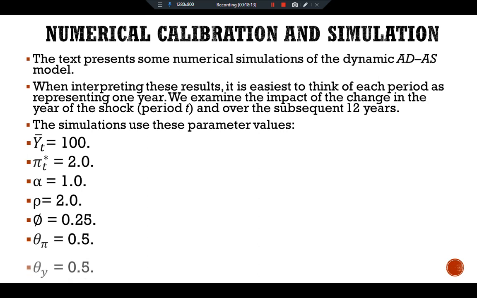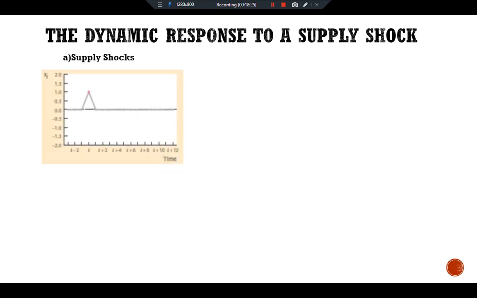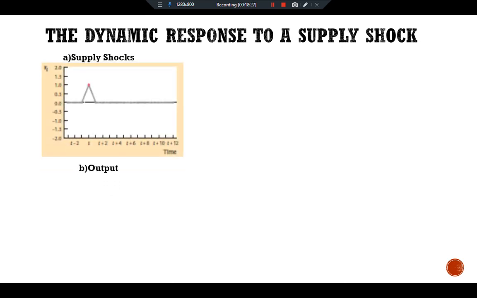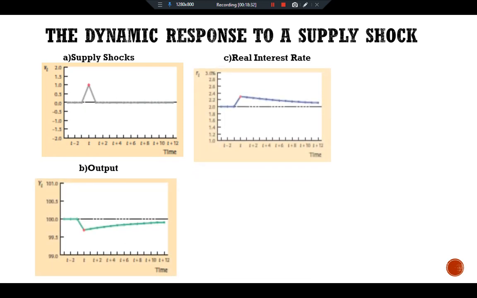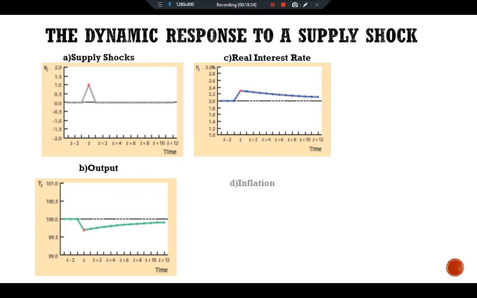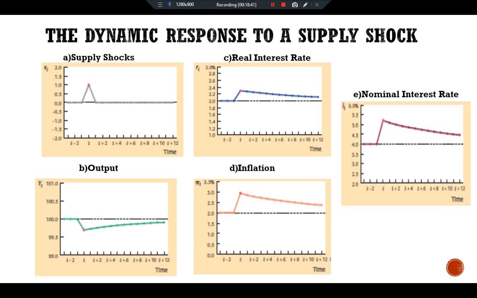And here we have the dynamic response to a supply shock. We have here 5 parts of the graphical presentation. First one is supply shock. Second one is output, real interest rate, inflation, and nominal interest rate. So this figure shows the time path of the key variables in the model in response to the shock.